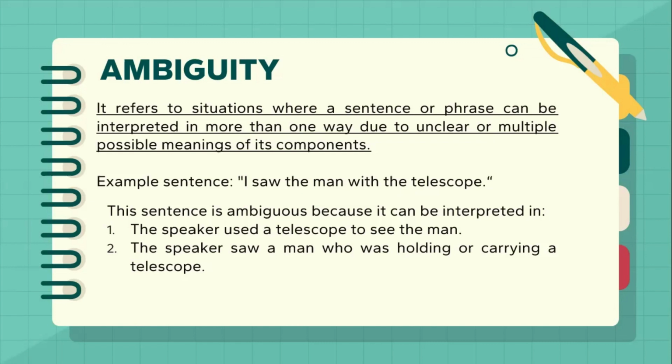Even in Indonesian, Aku melihat seorang pria dengan teleskop also sounds ambiguous. This sentence has two meanings. The first meaning is that the speaker or I used the telescope and saw a man. So the telescope was used by the speaker or I. While the second meaning is the opposite. The speaker or I saw the man using or carrying a telescope.